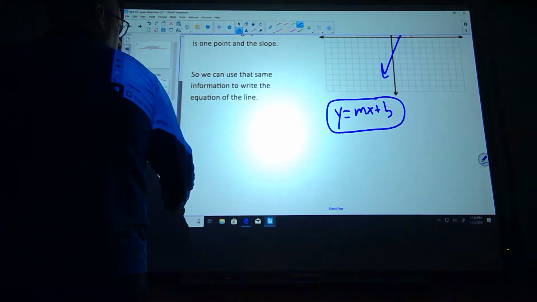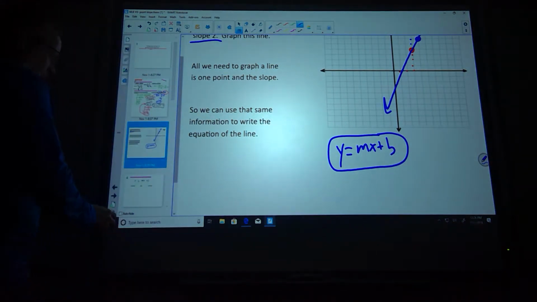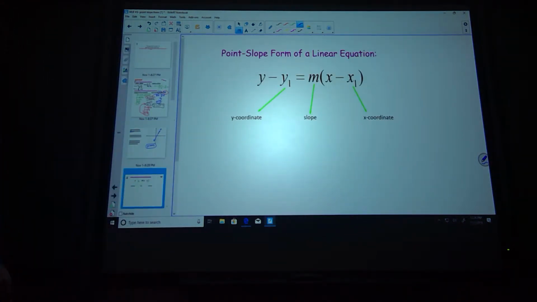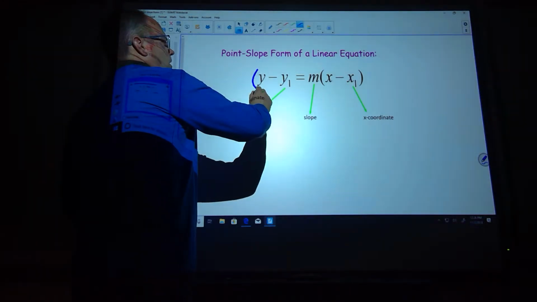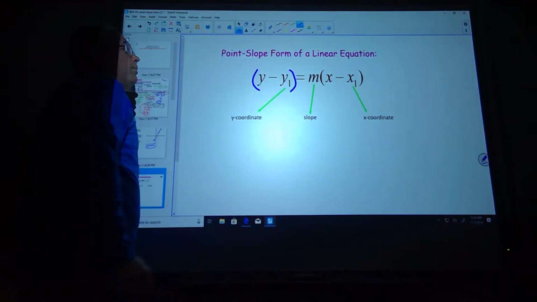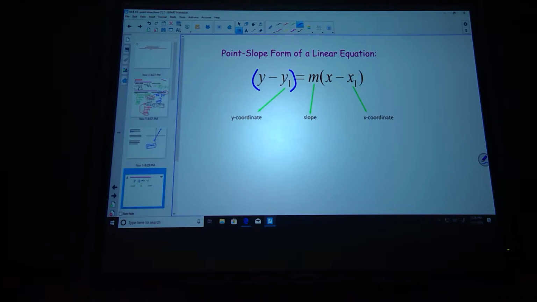Or I could use this. There we go. This is my point slope form. Now, remember, we're lazy. There technically should be parentheses around that. If there's parentheses around that, that means when I plug it back in, it changes signs. Agreed?